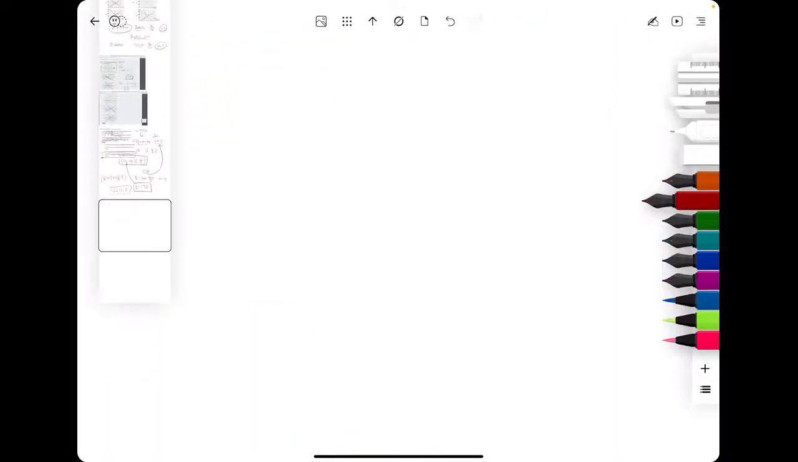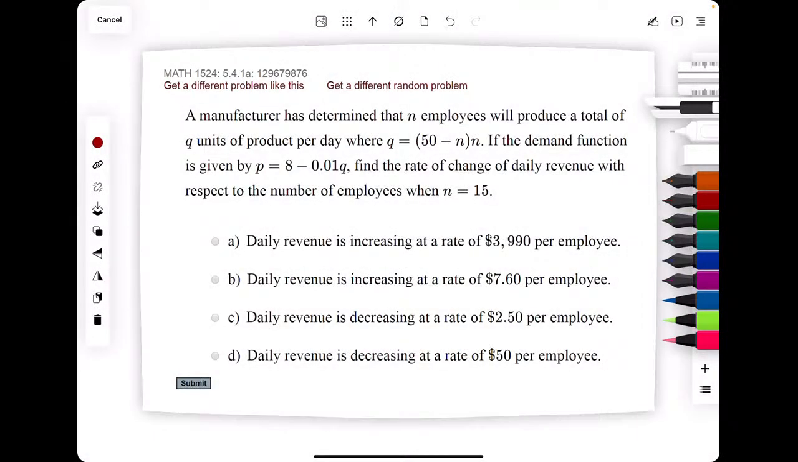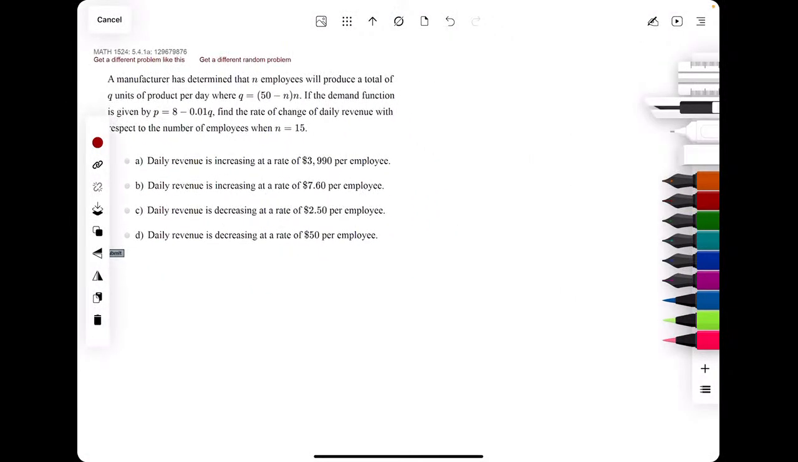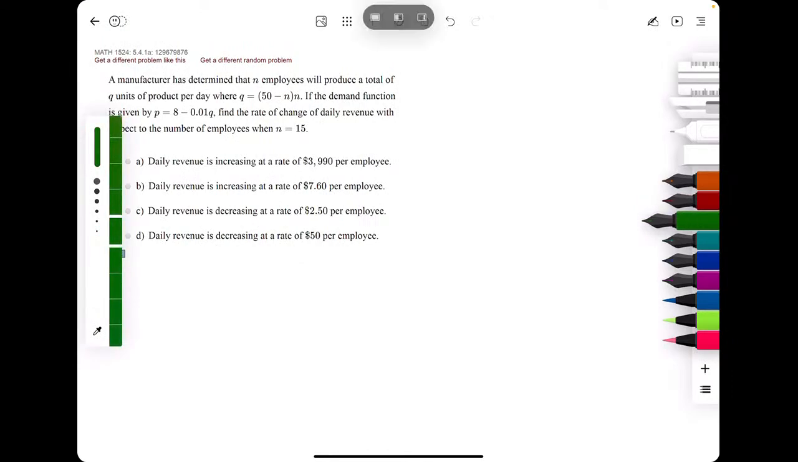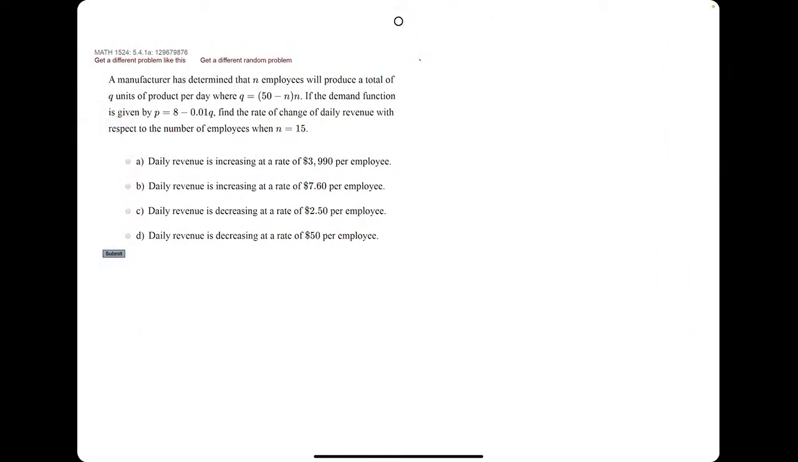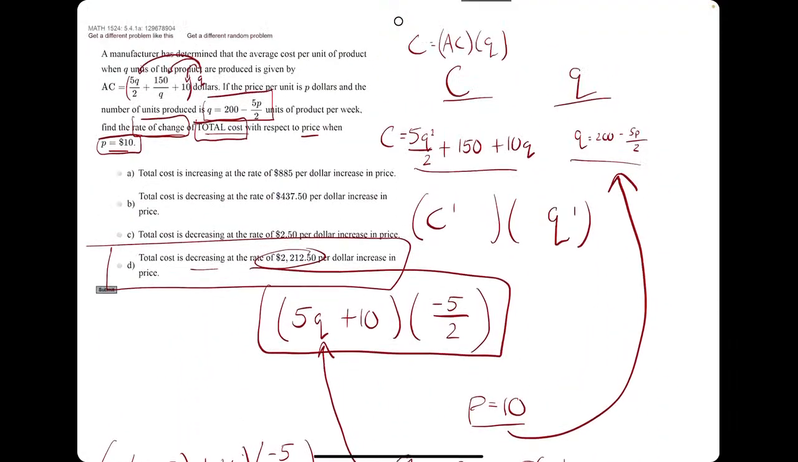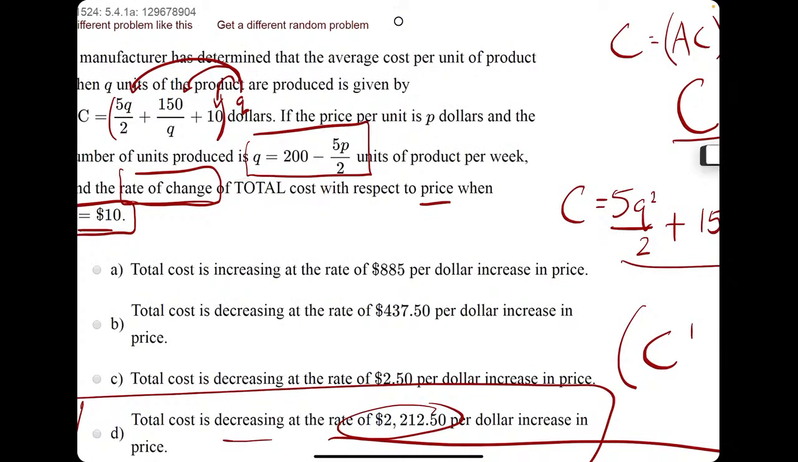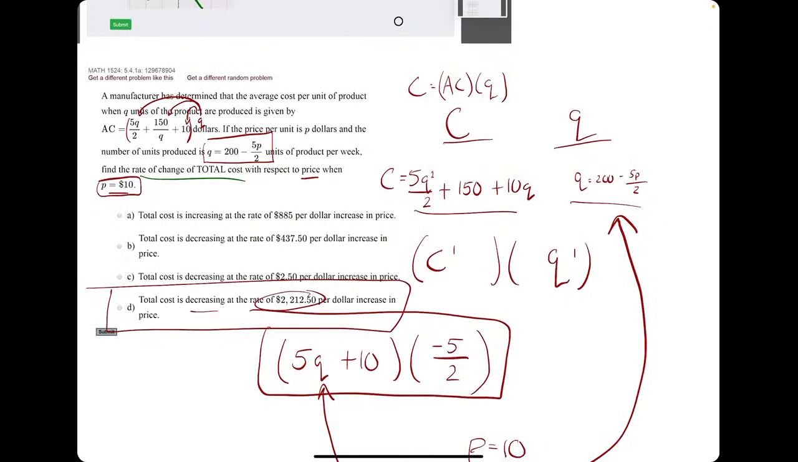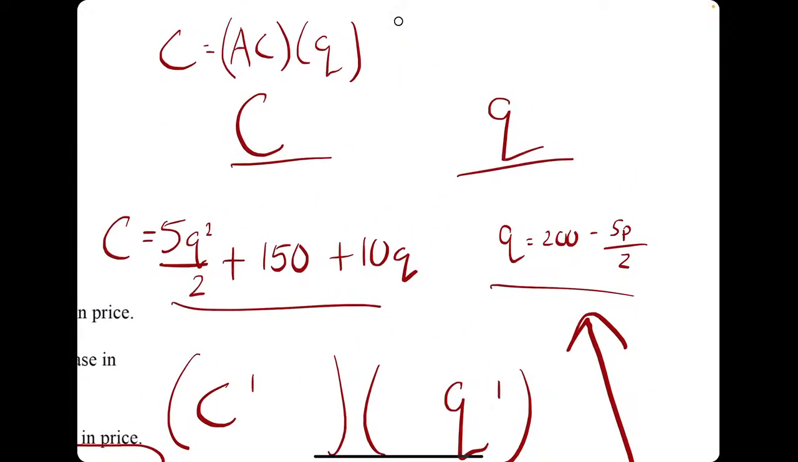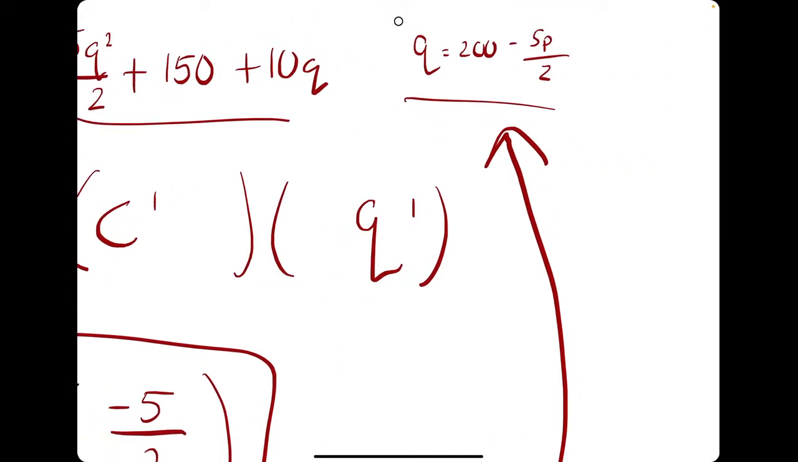Let's keep rolling though. So another version of this problem in a similar way. It's basically the same process, just different formulas. So they ask us to find the rate of change of the revenue with respect to number of employees when n equals 15. So in the last one, since we wanted to find the derivative of cost with respect to P, the derivative of cost required us to find not just C prime, but Q prime as well.